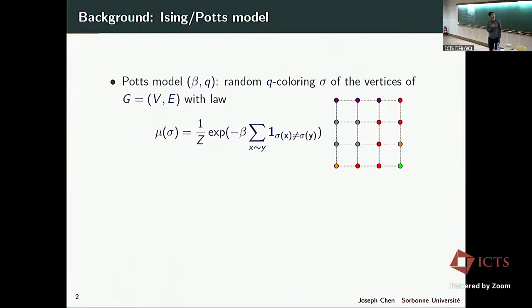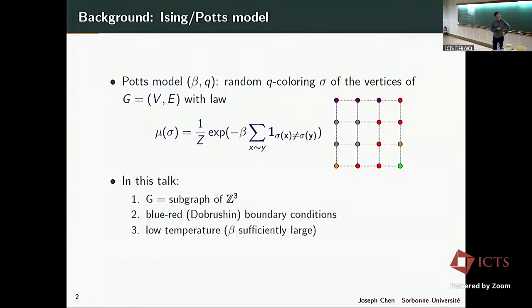So very quickly, the Potts model is a random coloring of a graph. You get to choose from Q colors, and you're penalized by e to the minus beta times the number of neighbors which have different colors. And I will be looking at 3D graphs. So G will always be a subgraph of Z^3.